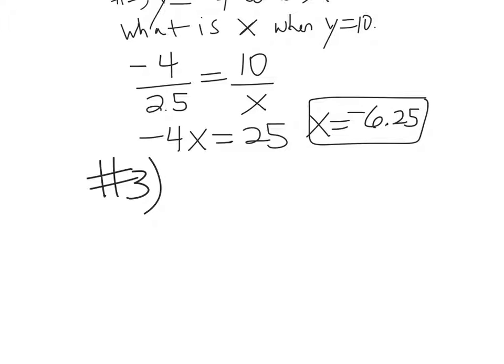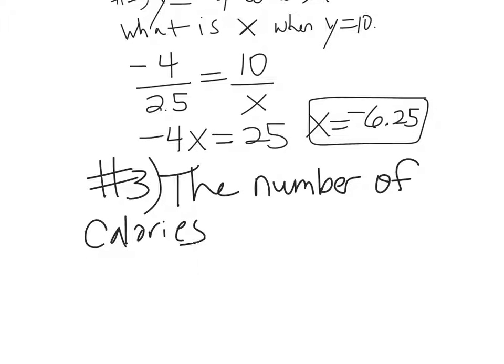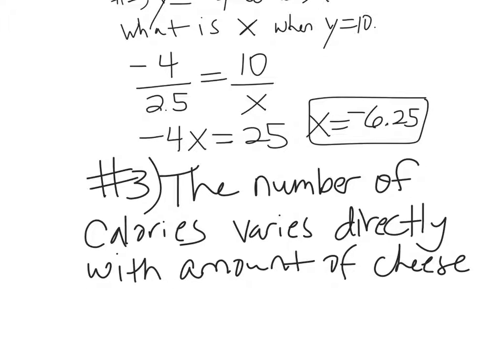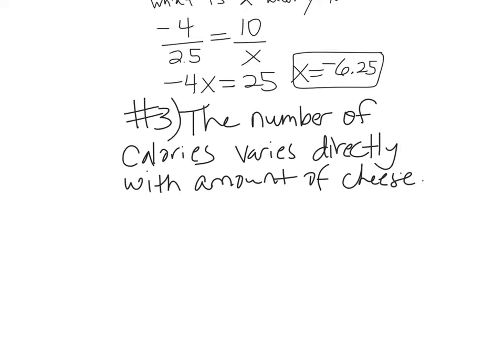Number 3. Since you're thinking, well, when are we ever going to use this in real life? Well, I have a word problem for you. You're welcome. Last one. It says here that the number of calories varies directly with the amount of cheese consumed. Maybe you didn't eat it, it's just sitting there and you're thinking about eating it. What that means is the more cheese I eat, the more calories I've consumed. They go up at the same time. So they vary directly with each other.